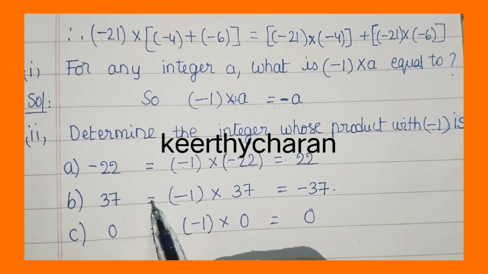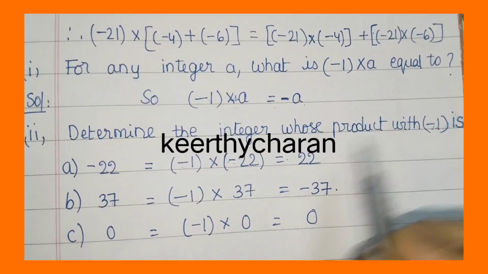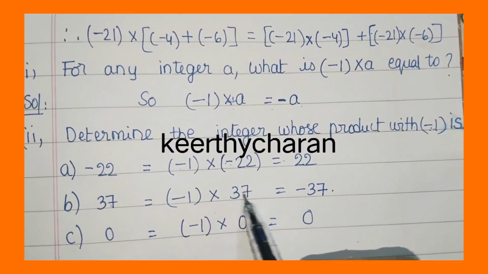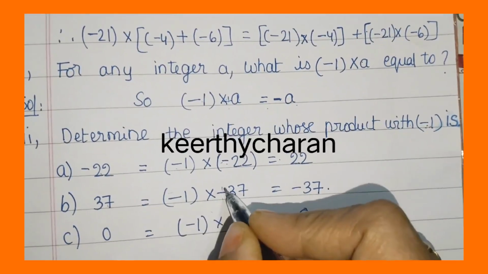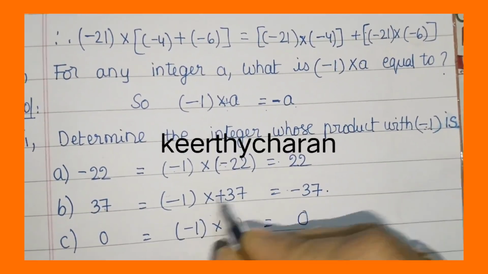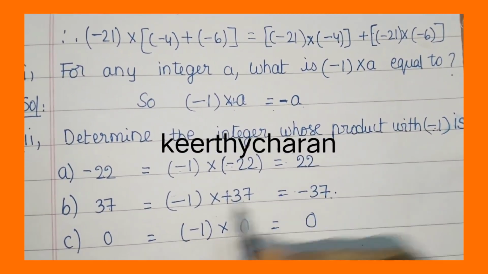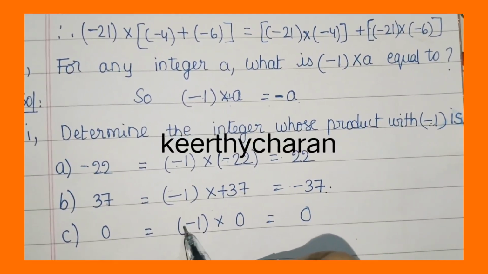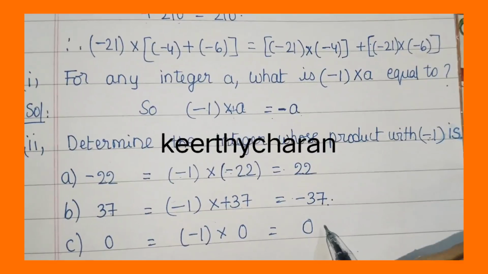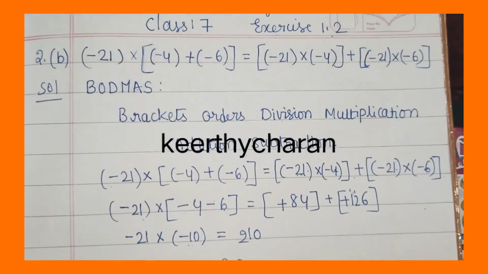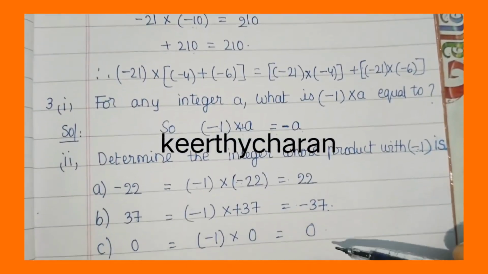Next, 37, if you take minus 1, so minus 1 into 37, that is equal to minus into plus, so minus 1 into 37, minus 37 will come. If you take 0 for minus 1, minus 1 into 0 is equal to, directly it is 0. So this is the easiest pattern by using BODMAS.